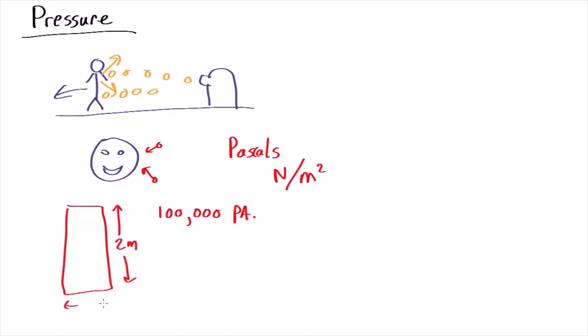and say 50 centimeters wide, then your area on one side of you is going to be about 1 square meter. So the force is going to be 100,000 pascals applied to you. That's about 10 tons of force applied to you.